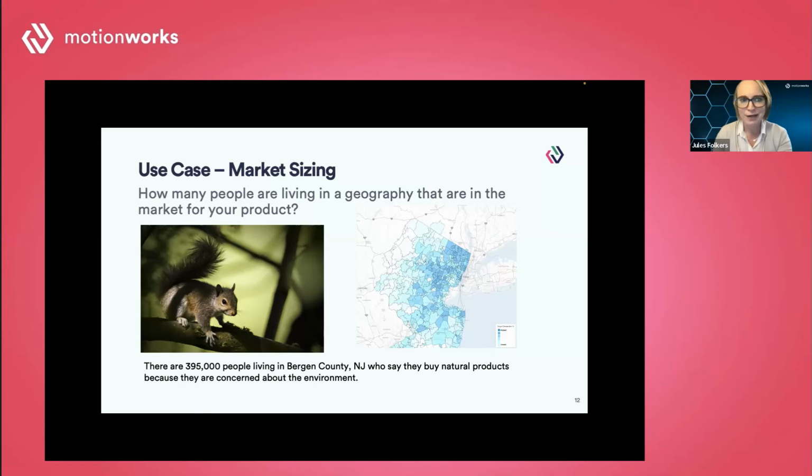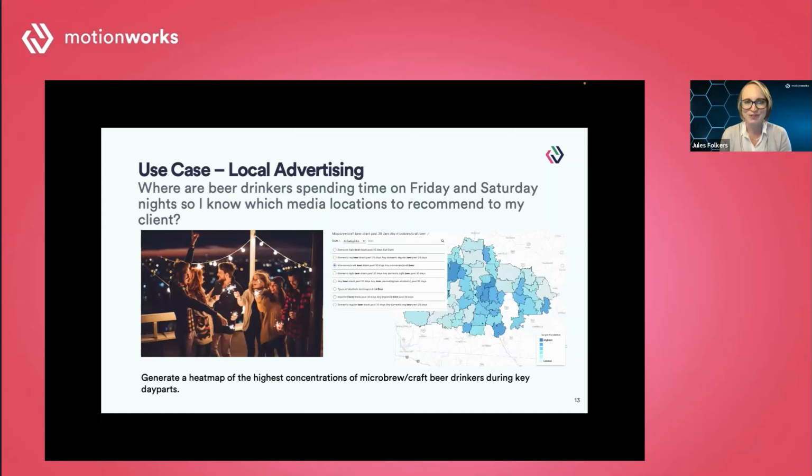To start out with, market sizing, really baseline, but where we take these rich market cohorts and look at the geographies where they're living to be able to quantify an addressable market in a geography. An example here, looking at people that are most likely to buy natural products that are influenced by their concern for the environment on a county basis, at the zip code level, et cetera. We'll go through some of these in a demo to follow.